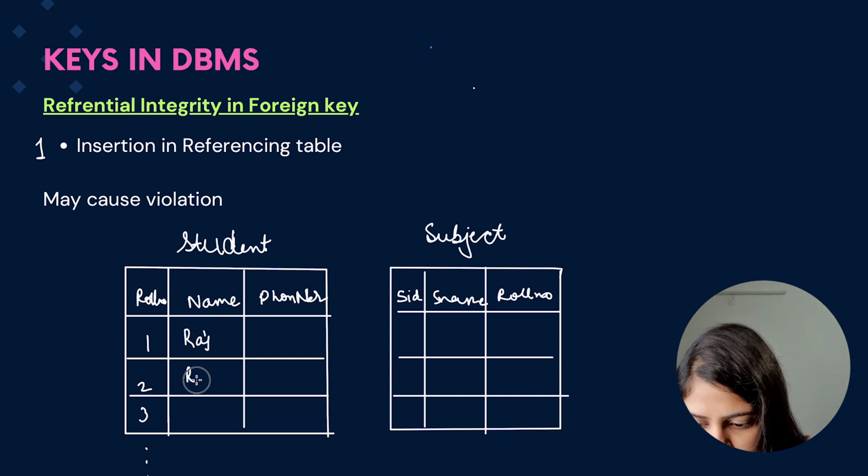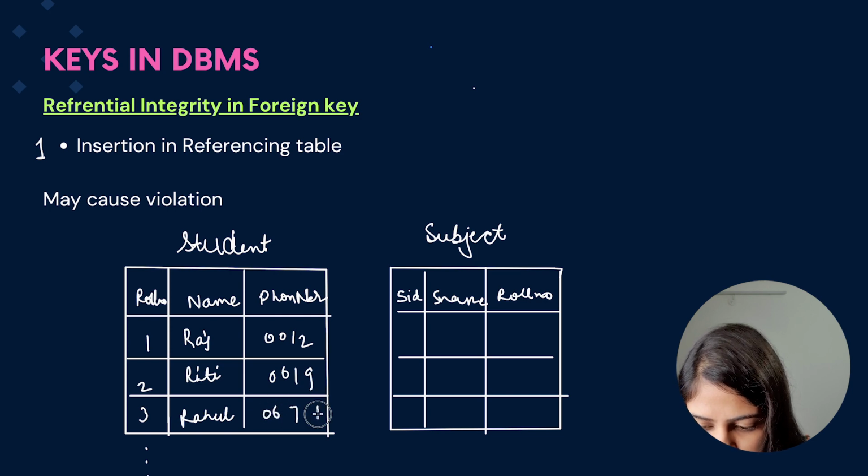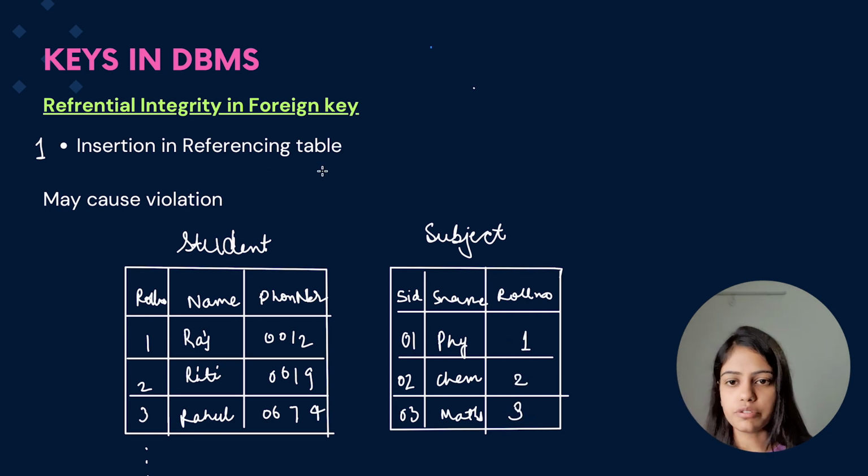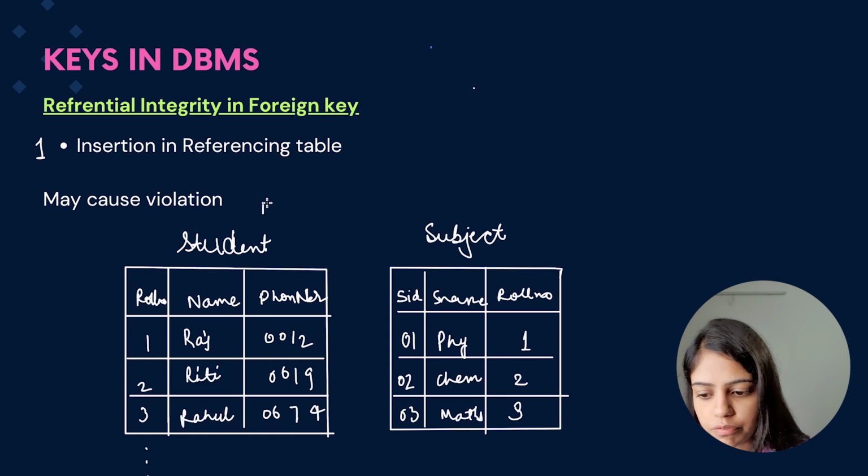First is Raj, Riti, Rahul, and phone number is considered 0012, 0019, 000674. And here I am giving the ID as 01, 02, 03, subject name as physics, chemistry, maths, and roll number as 1, 2, and 3. So basically we have two tables here. First one is the student table and second one is the subject table.